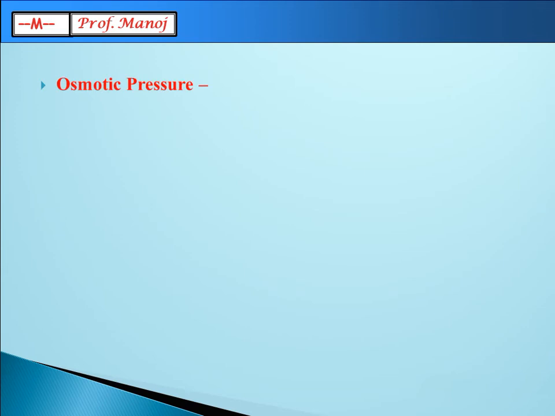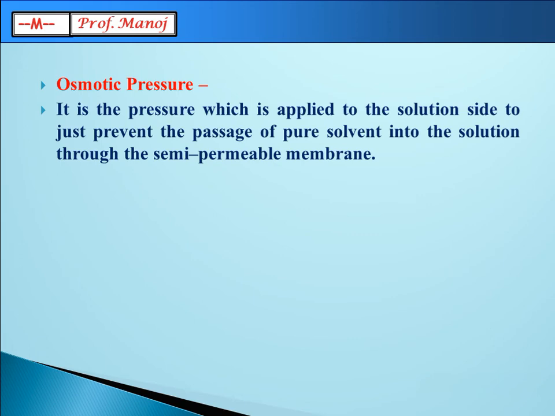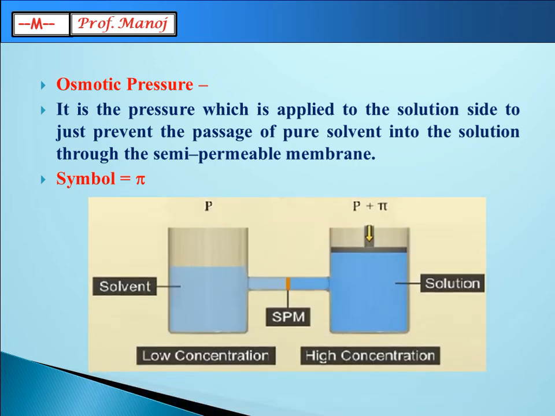Now we come to the colligative property, osmotic pressure. Osmotic pressure is that pressure which is applied to the solution side just to prevent the passage of pure solvent into the solution through semi-permeable membrane. Osmotic pressure has a symbol pi. Let us understand this through a diagram.